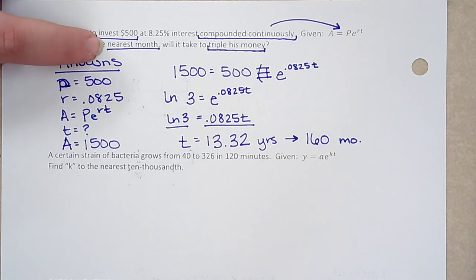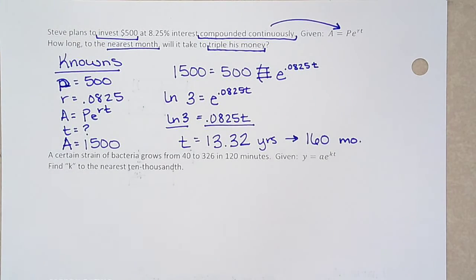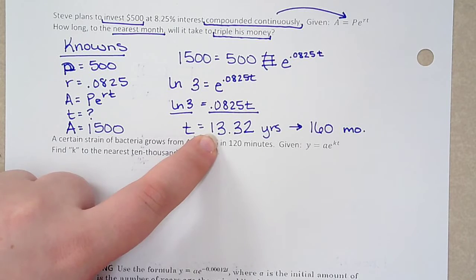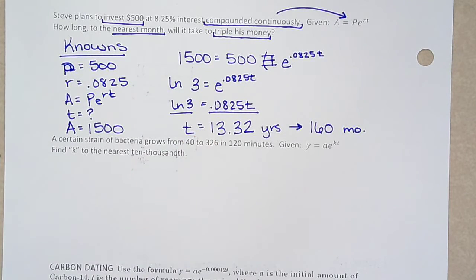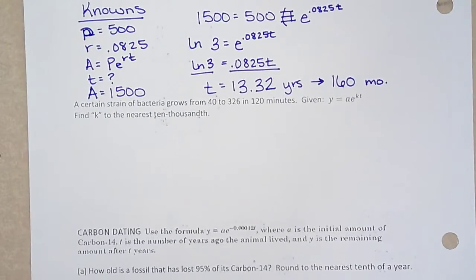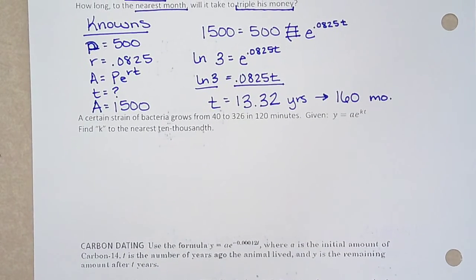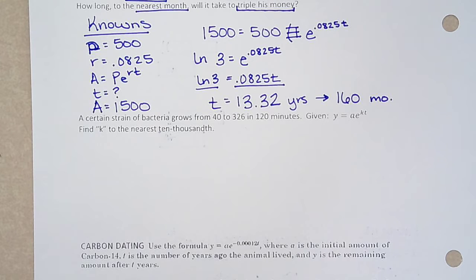Again, make sure you're reading the question and what it asks you to put your final answer in, because this would technically be wrong on a test. That's not what the question asked for, so that's not how I'm going to answer it. All right. A certain strain of bacteria grows from 40 to 326 in 120 minutes.